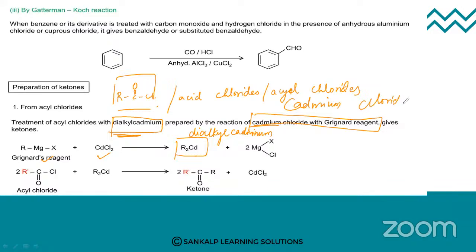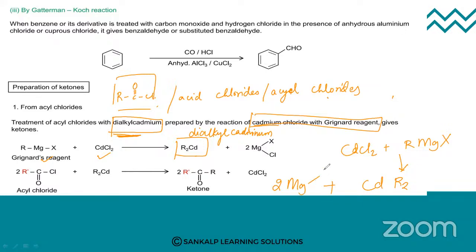After reacting the cadmium chloride with Grignard reagent, what we have to obtain is dialkyl cadmium. How? Cadmium chloride plus Grignard reagent, RMgX. When it reacts, you get CdR2 plus 2MgXCl. So this is our product, our dialkyl cadmium.